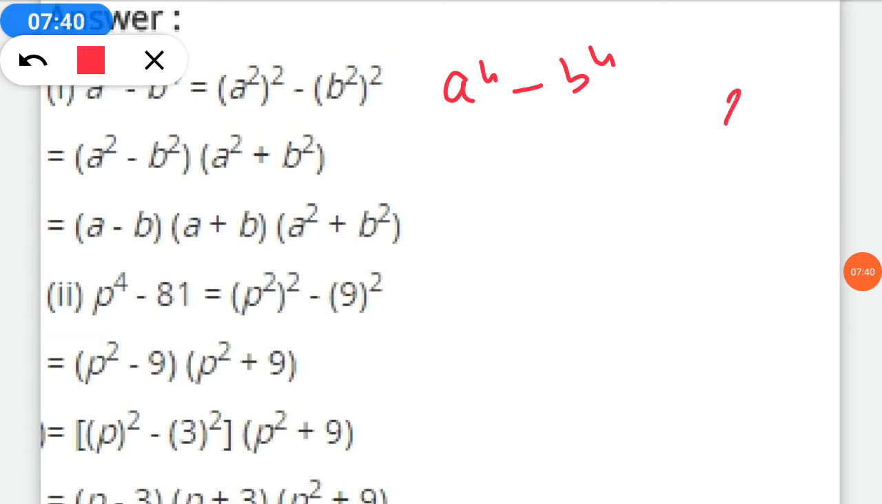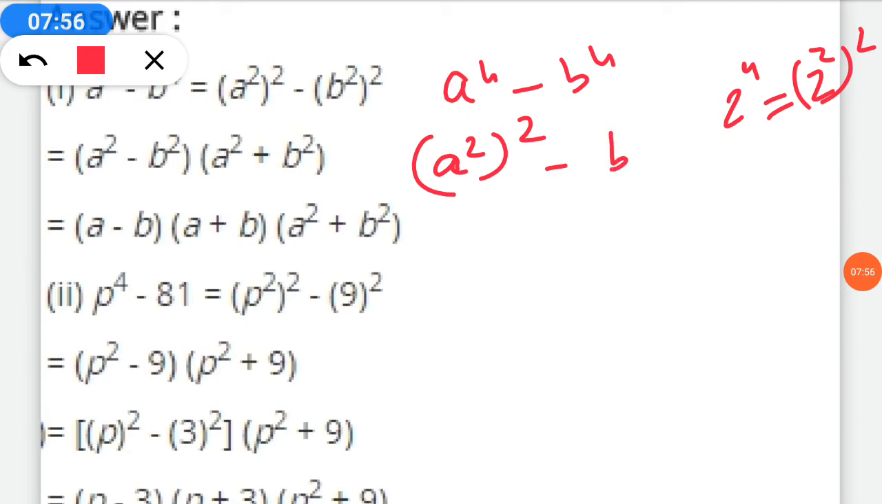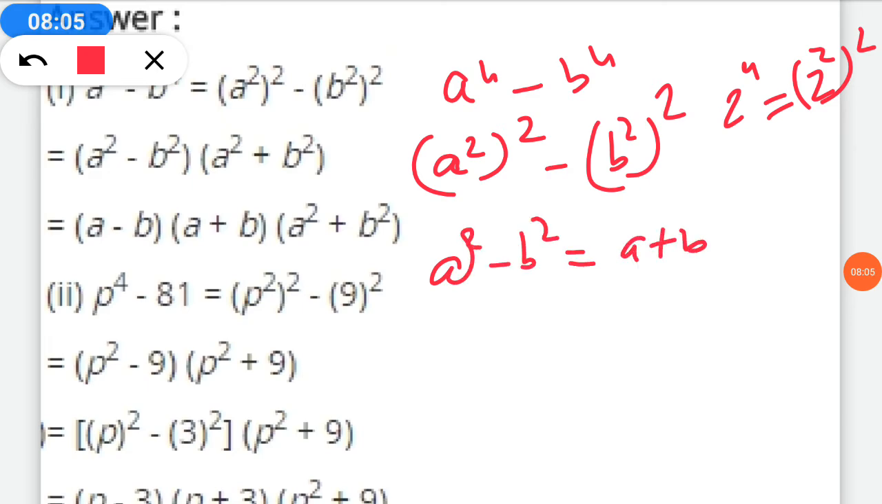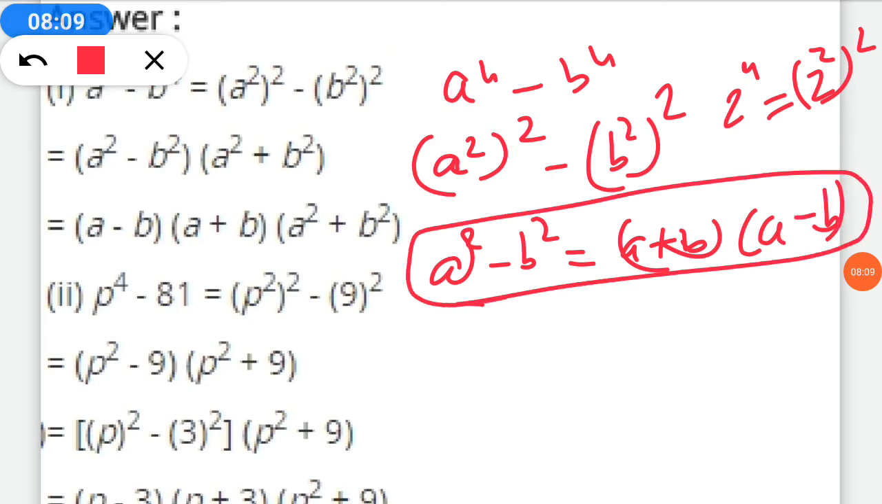If we are having 2⁴, we can write it as (2²)², because 2 into 2 will be 4 itself. In the same way, a⁴ we can write as (a²)² minus (b²)². And as we know, using the identity a² − b² = (a + b)(a − b), this identity everybody knows, isn't it? So this same identity is going to be used over here.